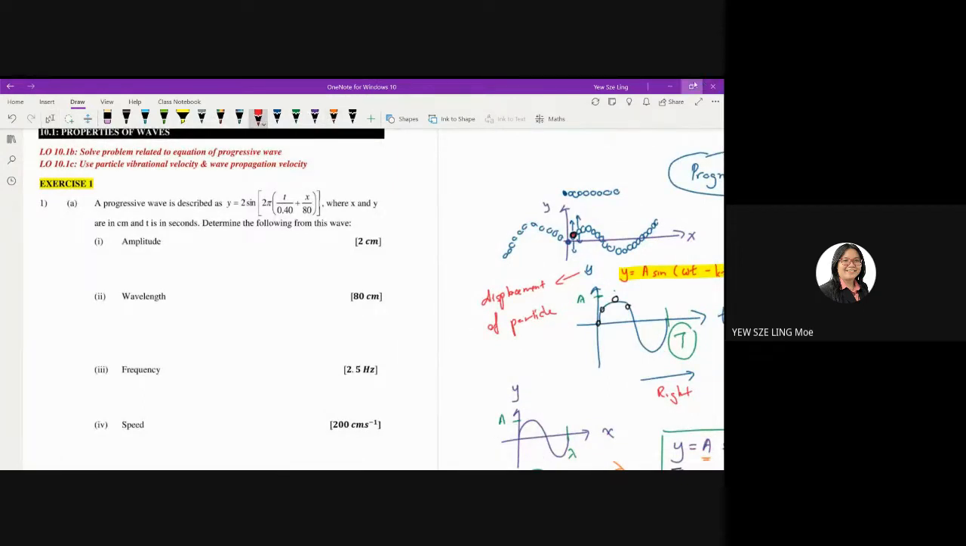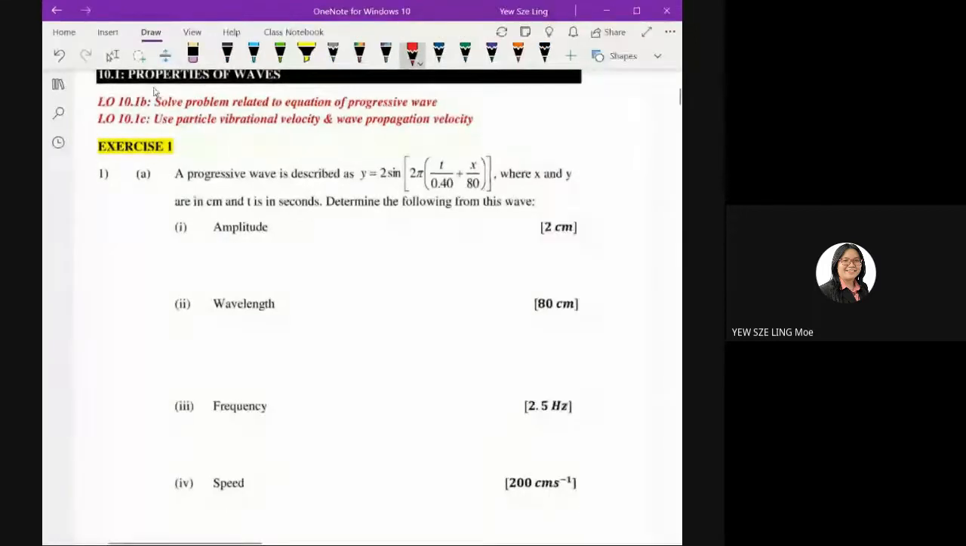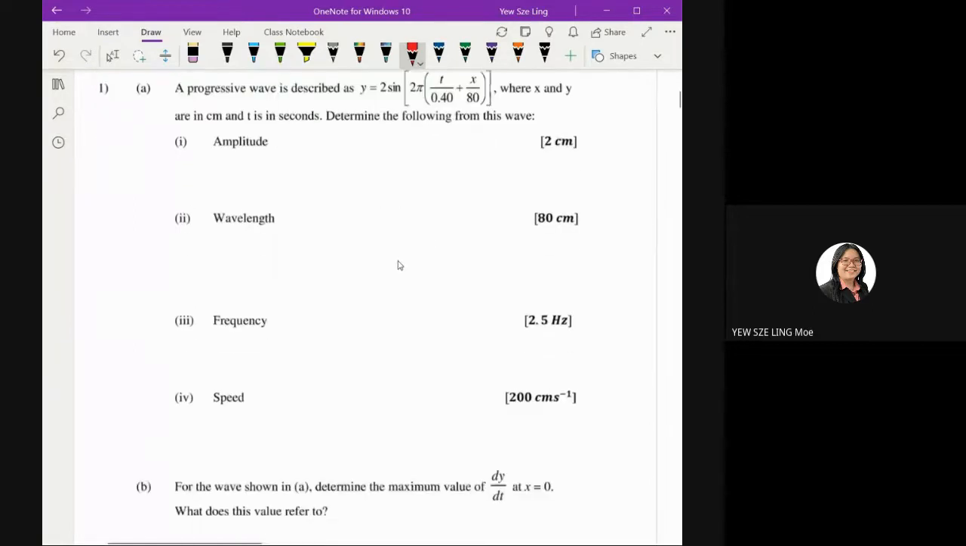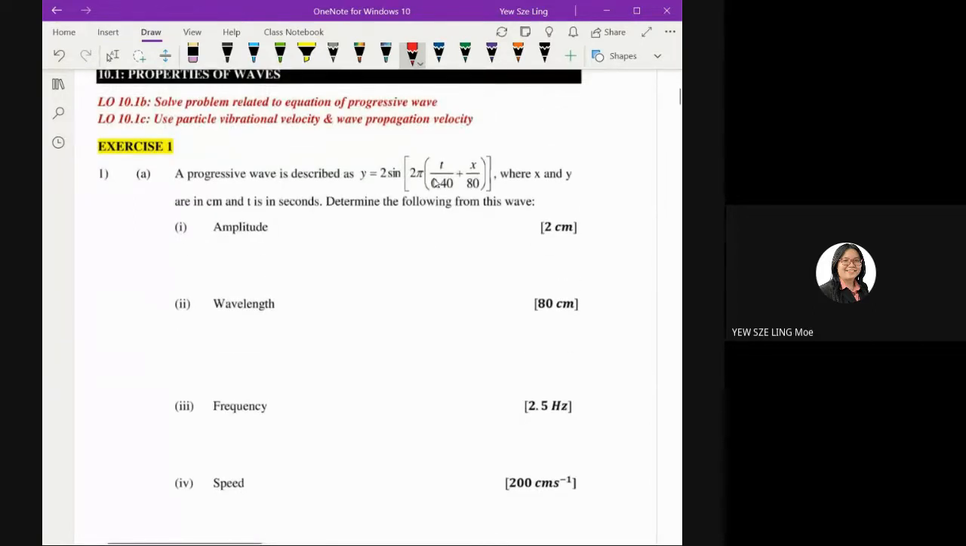So what am I going to do right now? We will go through the equations one by one. Whenever you're given some equations, what are you going to do? A progressive wave is described as y equals 2 sine, 2 pi, open bracket, t over 0.4 plus x over 80, where x and y are in cm.